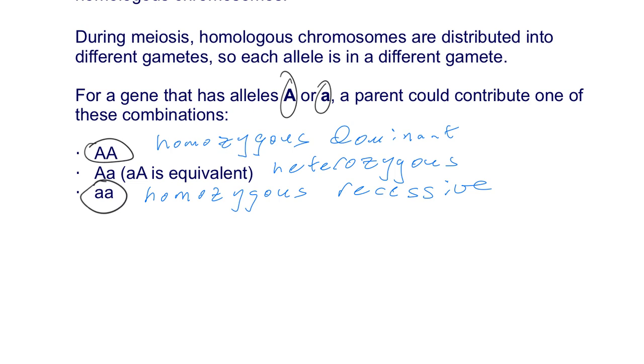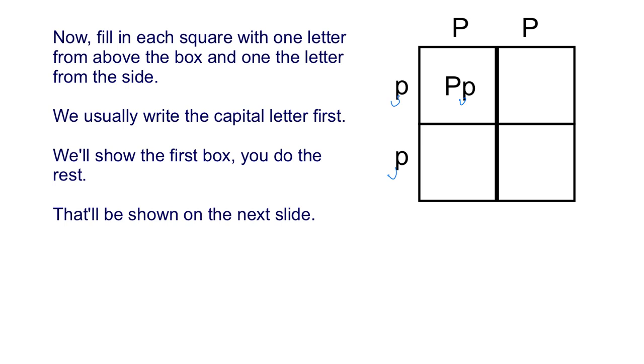If you have a combination of dominant and recessive, that's called a heterozygote, or a heterozygous genotype. We usually put the dominant first, so don't write it little a, big A. I already did this with you guys.